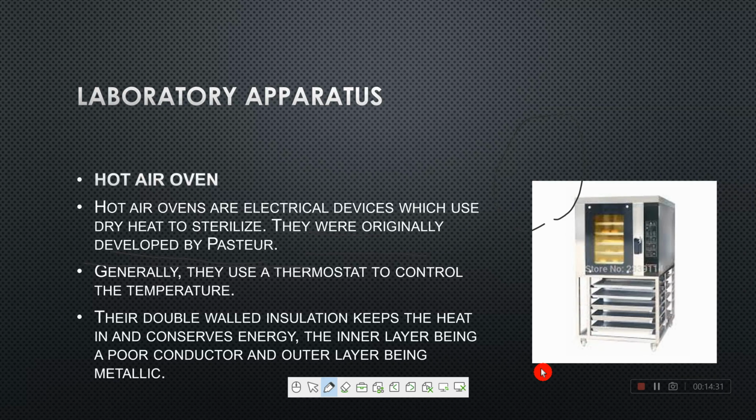Now next one is the hot air oven. Here you can see the hot air oven. So hot air ovens are electrical instruments which are used to provide sterilization. Alright, so as we covered in the sterilization video, there are two types of sterilization through which the substances in the hospital or laboratory can be sterilized.